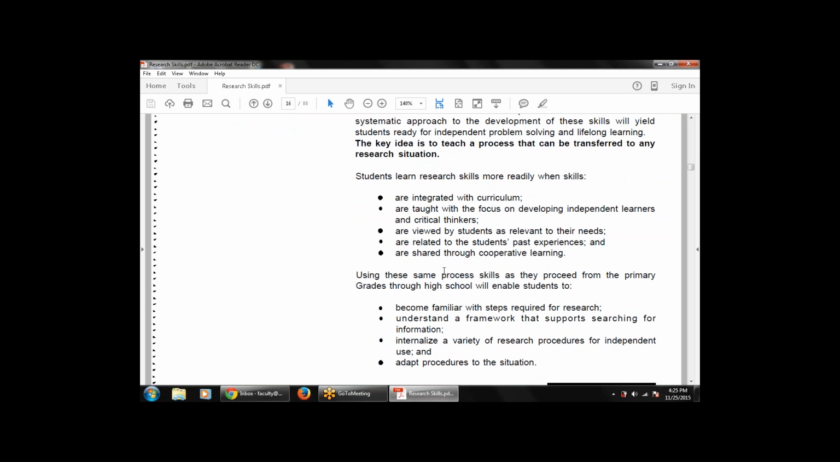Using these same process skills as they proceed from the primary grades through higher education or high school will enable students to become familiar with the steps required for research, understand the framework that supports searching for information, internalize a variety of research procedures for independent use, and adapt the procedure to the situation. These are the considerations that may proceed from the primary grades to higher education.